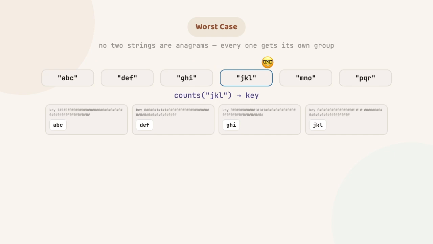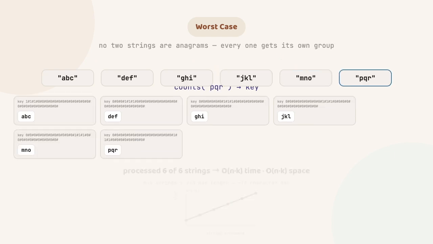Worst case complexity. Now for the worst case, no strings are anagrams of each other. Every string gets its own group. So for every string, there will be a distinct key. Once processing completes, each string has its own unique key. We have processed 6 strings and the maximum length is 3. So this case is also O of n times k.